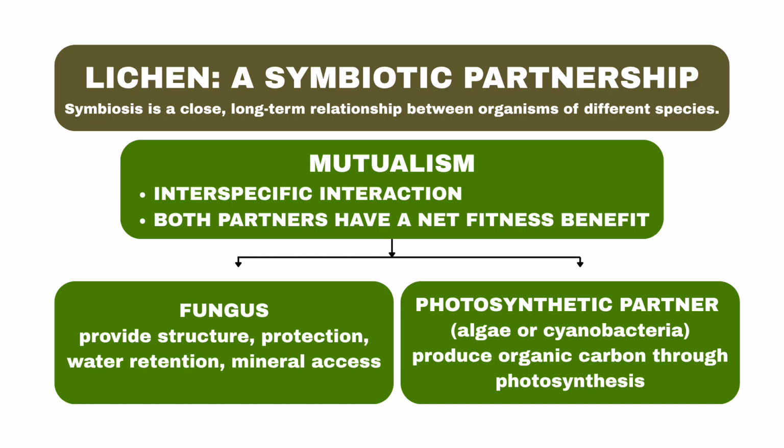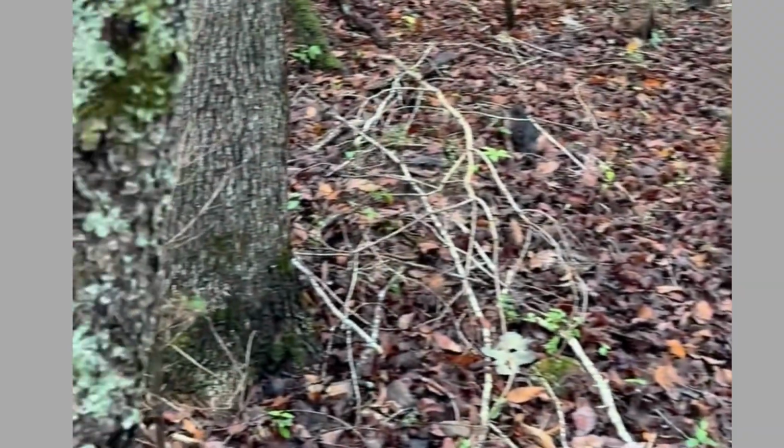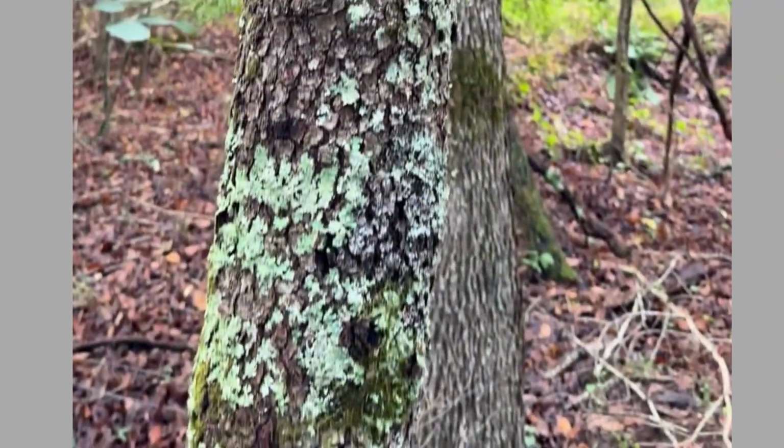One partner is a fungus, which provides the structure of the lichen. The other is a photosynthetic partner. When we think about photosynthesis, we often think of plants, but the photosynthetic partner in a lichen is algae or cyanobacteria.